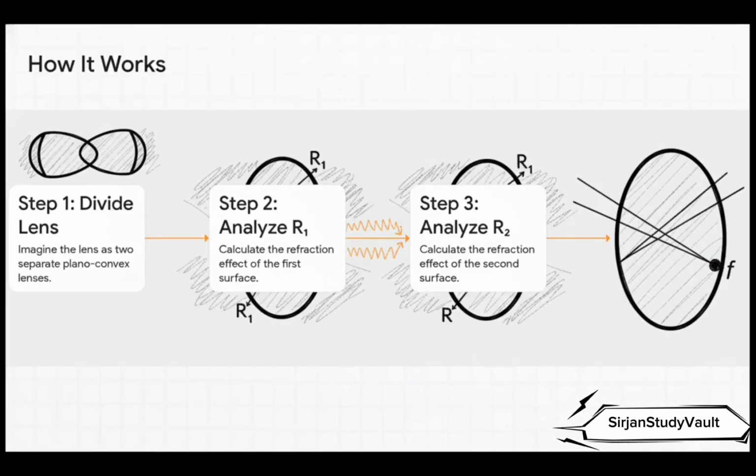So, how does the math actually work its magic? Well, here's a really cool way to think about it. You can imagine any lens is just two separate surfaces, sort of glued together. The formula first calculates how much light bends when it hits that first surface, R1. Then, it calculates the additional bending that happens when the light leaves through the second surface, R2. And then, it just combines those two effects to give us the lens's total focusing power, F.